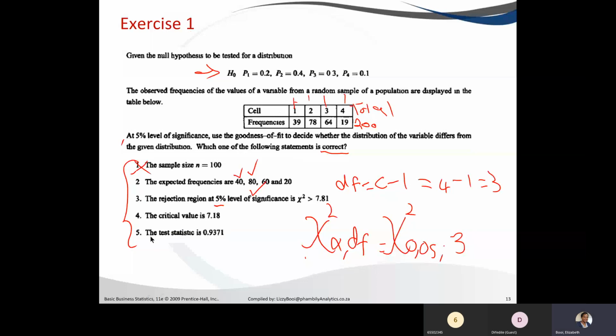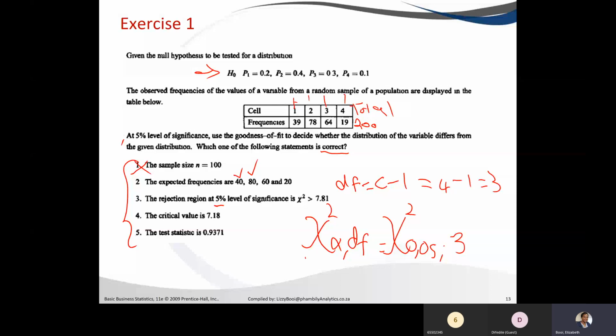So then it means option 3, oh sorry, option 3 is also correct. The other question they're asking, the critical value is 7.18. Oh, sorry, no, we're not reading the question. So we found the critical value is 7.81.